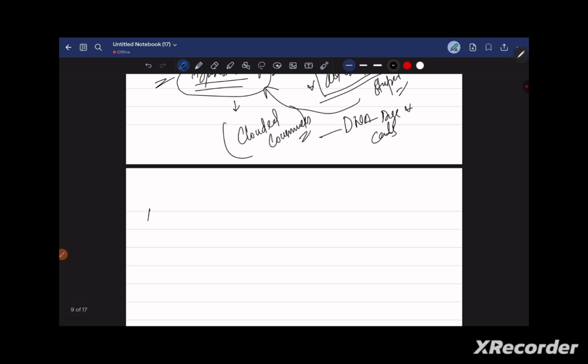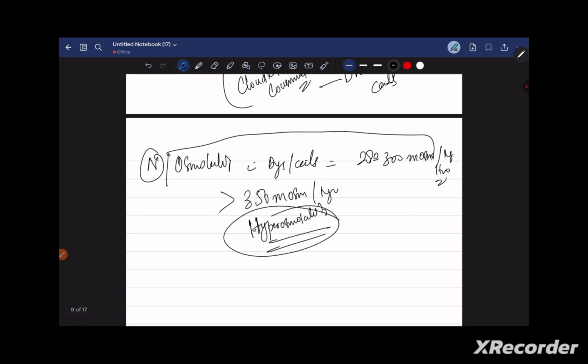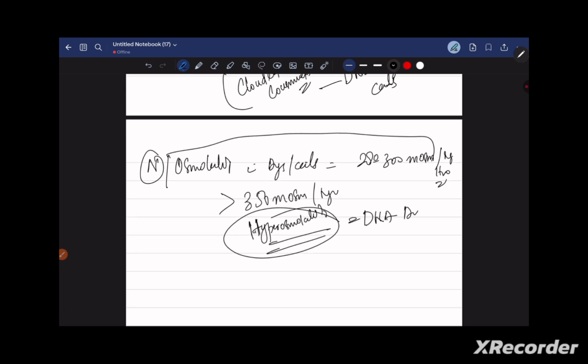Normal serum osmolality in dogs and cats is 280 to 300 milliosmoles per kg water. Okay, this is the normal. So when it is more than 350 milliosmoles per kg of water, we call it hyperosmolality. But this hyperosmolality has never been seen in DKA dogs and cats. What is the reason? Let us discuss the reason.